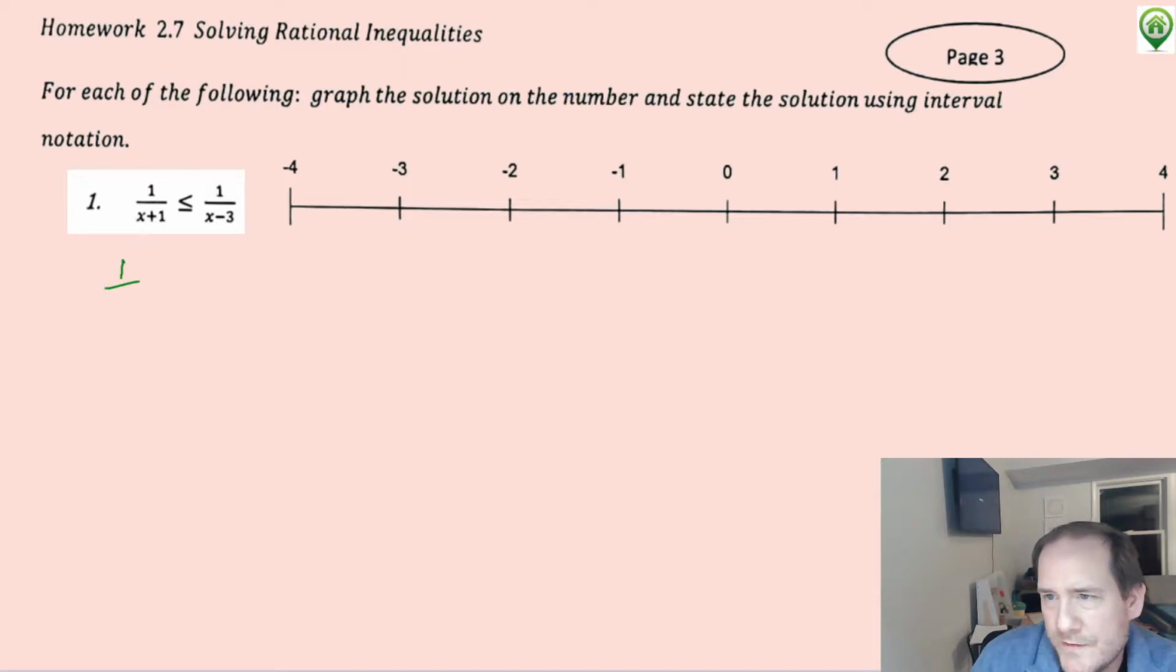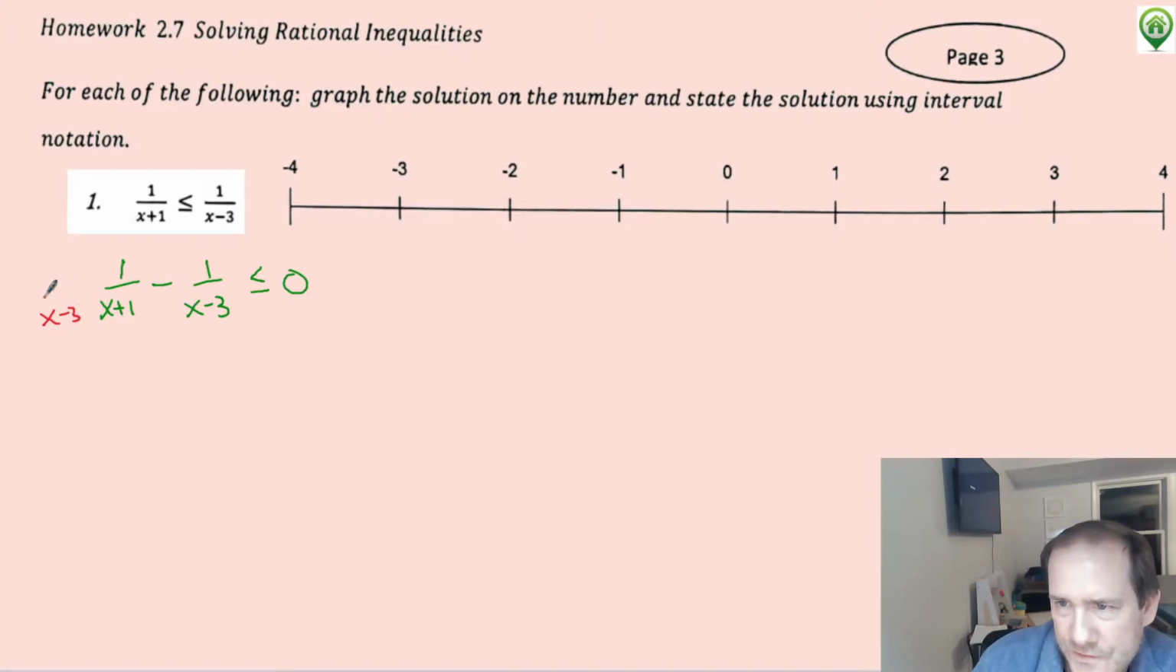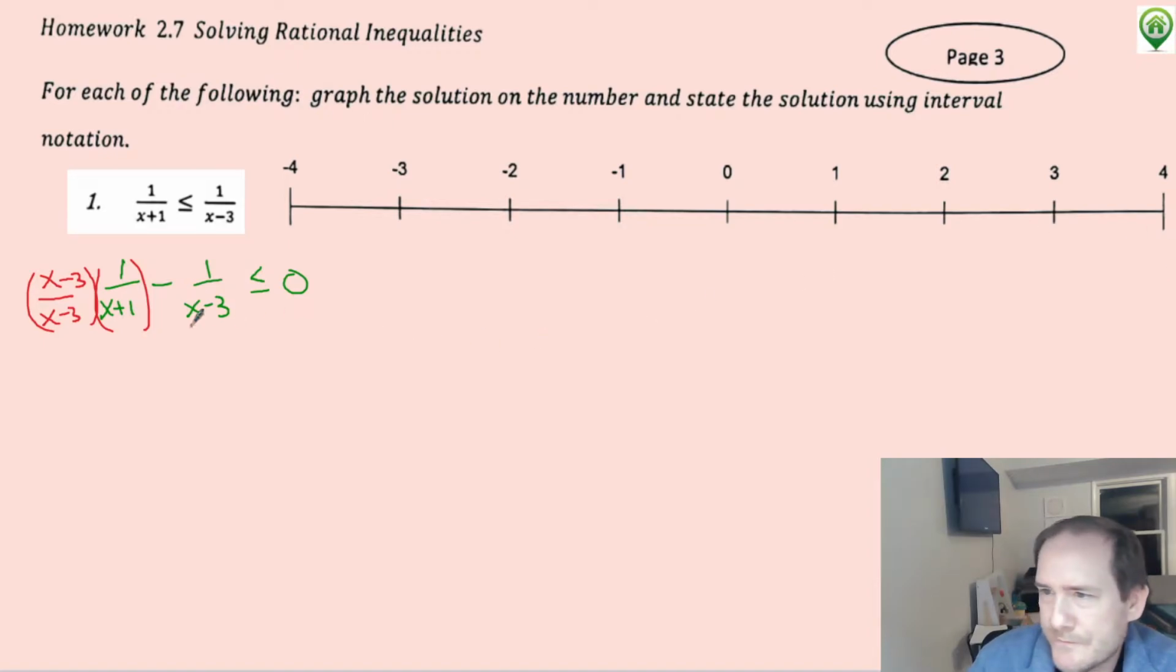I'm going to keep the 1 over x plus 1 over here. I'll subtract the 1 over x minus 3. And so we're here now. But now we've got to get these two expressions together, and to bring them together means we need a common denominator. So I'll need an x minus 3 in this term. If I'm multiplying the bottom by that, I'll multiply the top by that too. That'll generate my common denominator. Now the other one is missing a factor of x plus 1, so we'll multiply it by x plus 1 over x plus 1.